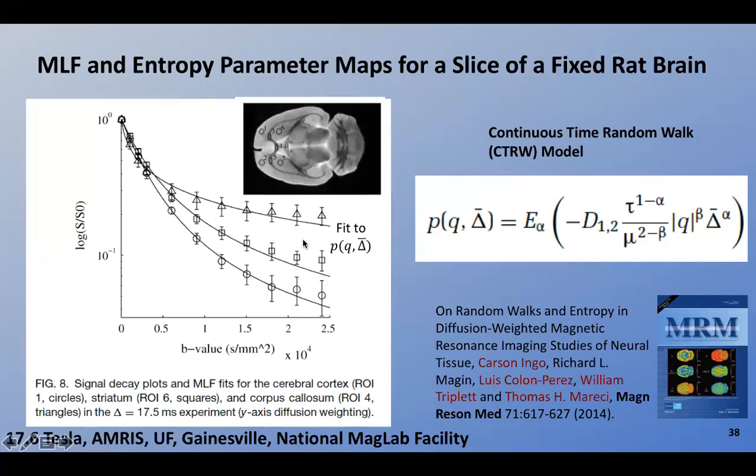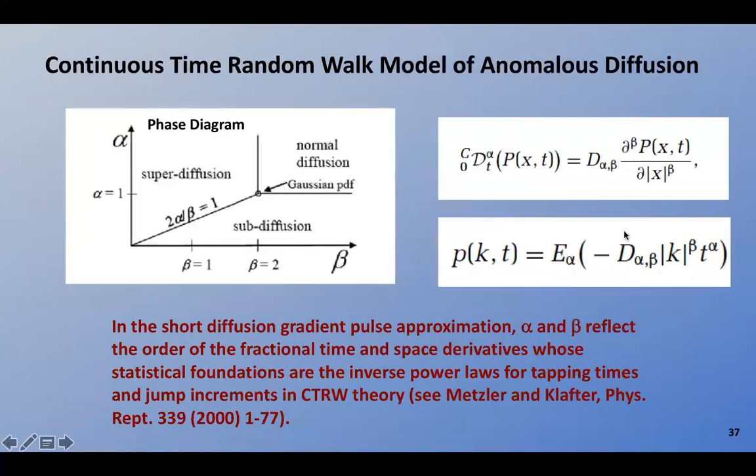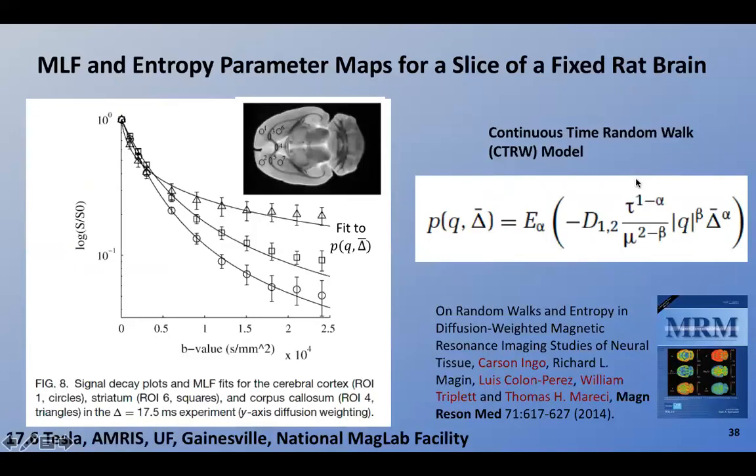And so what we do is we fit the different regions of the brain where the structure is known by the neuroanatomists to our NMR data. And now the Q and this delta are the analogs of the K and the T that comes from the fractional math. We need some constants in here to keep everybody honest. But these experiments were done by one of my PhD students, Carsten Ingo, and they were published in MRM.